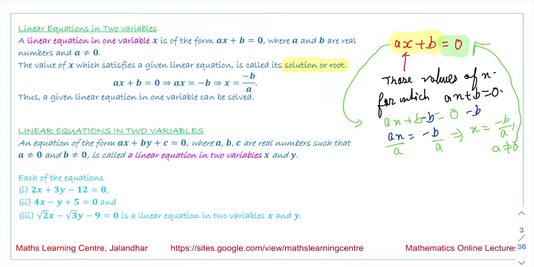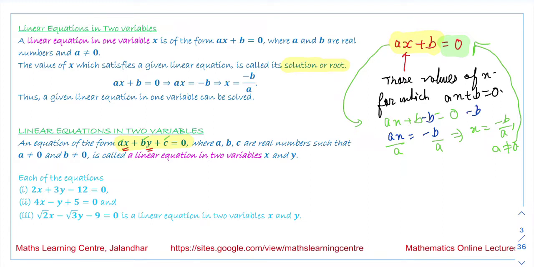Similarly, the linear equation in two variables means we are talking about ax plus by plus c is equal to 0. Now there are two variables over here. One variable is x and the second variable is y, and these a, b and c are the constant terms.